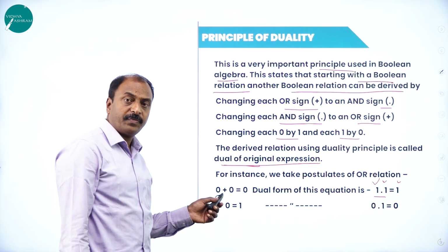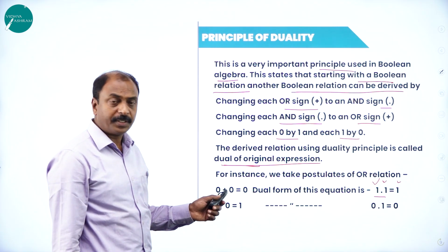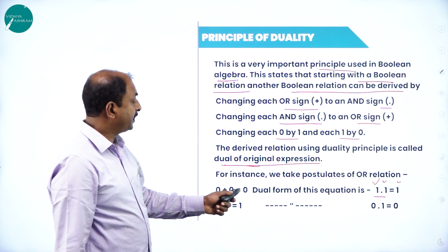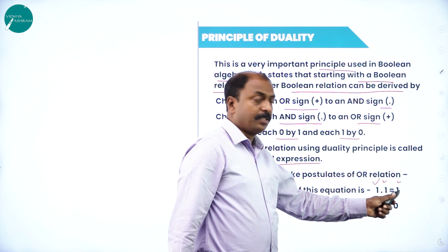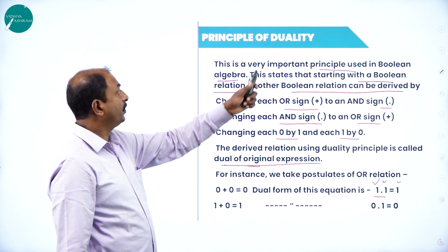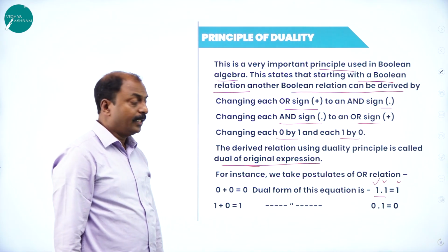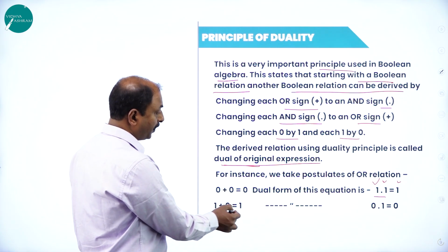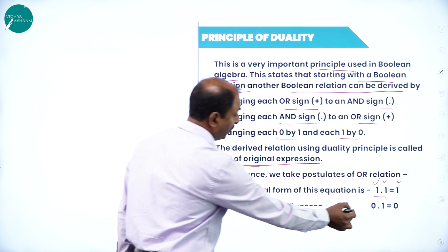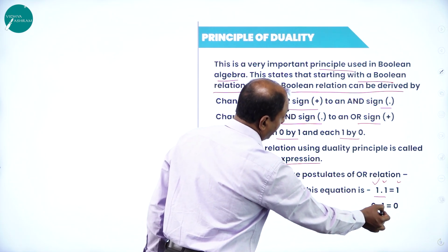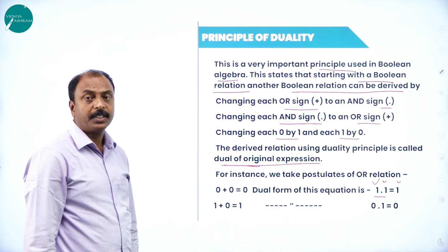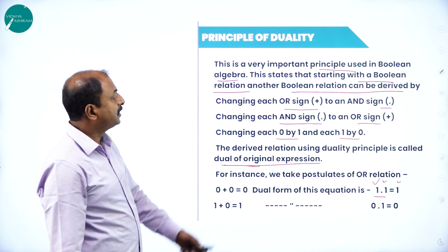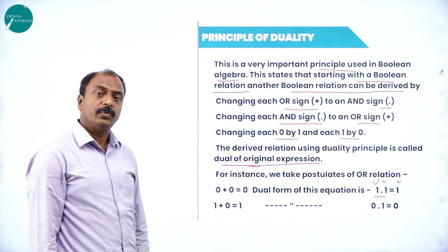We have started, in this example, with the OR operation, and we have converted it into the AND operation with the help of the principle of duality. Similarly, 1 plus 0 equals 1, and after changing this it becomes 0 and 1 equals 1. It is logical multiplication, or a logical AND operation. So this is the concept of the principle of duality.